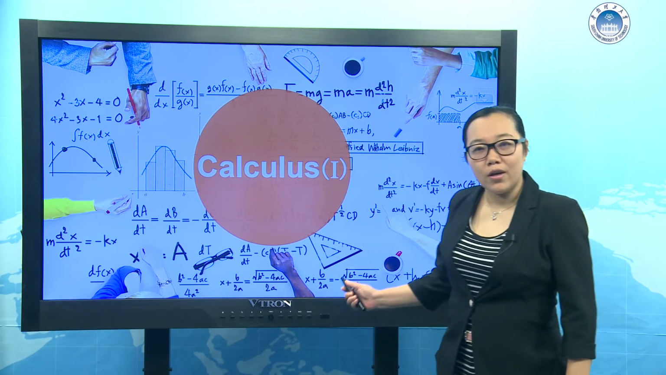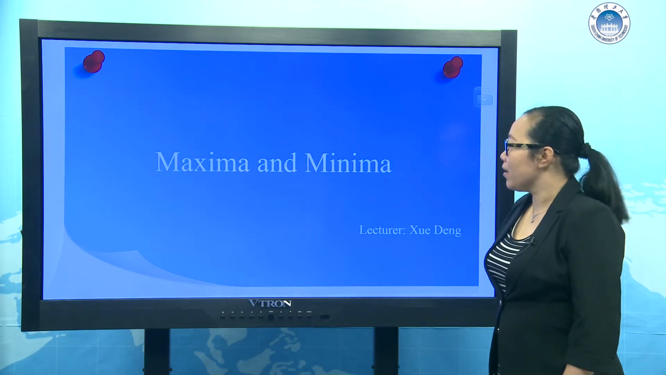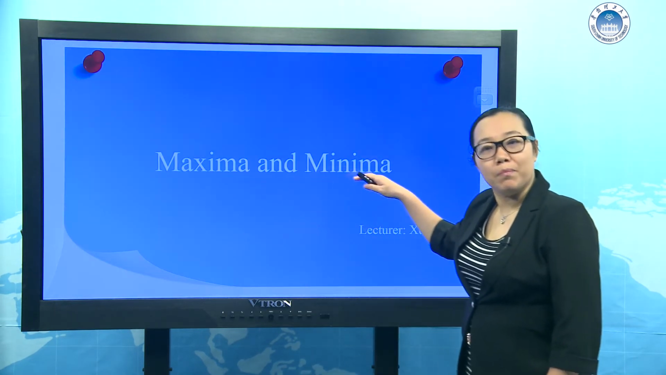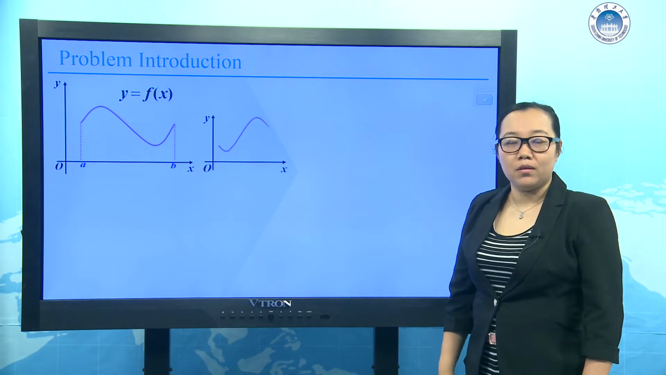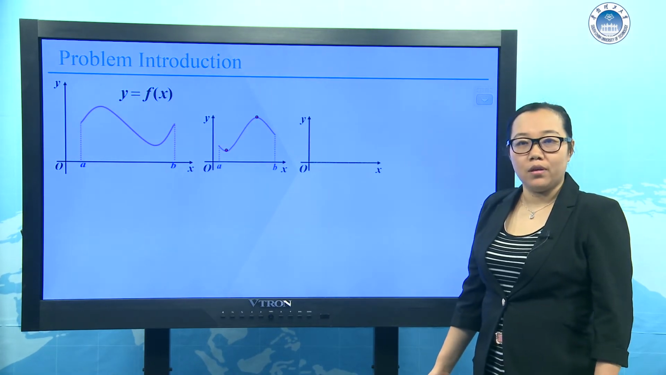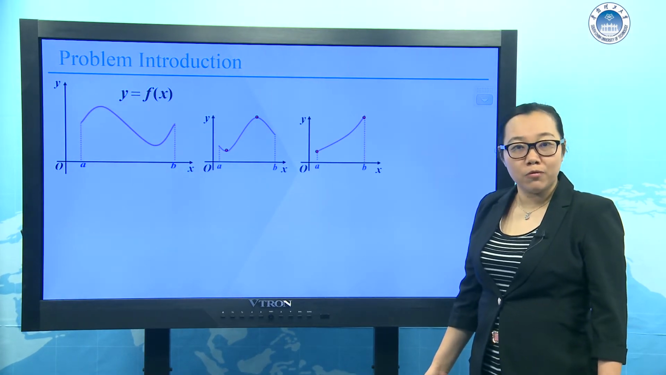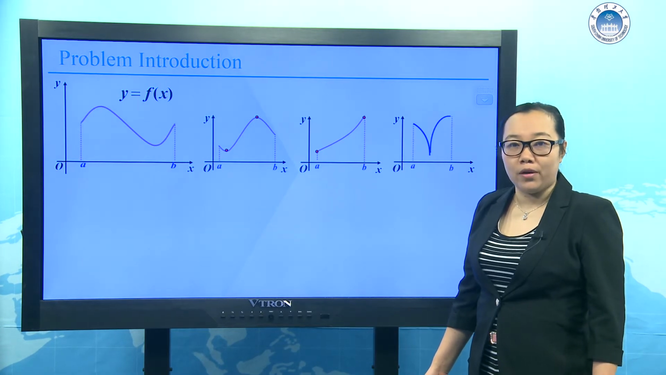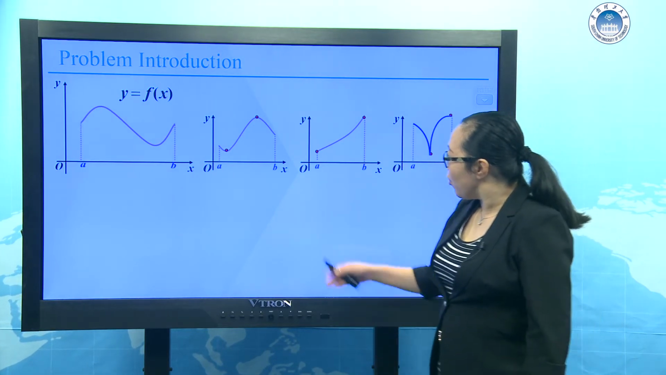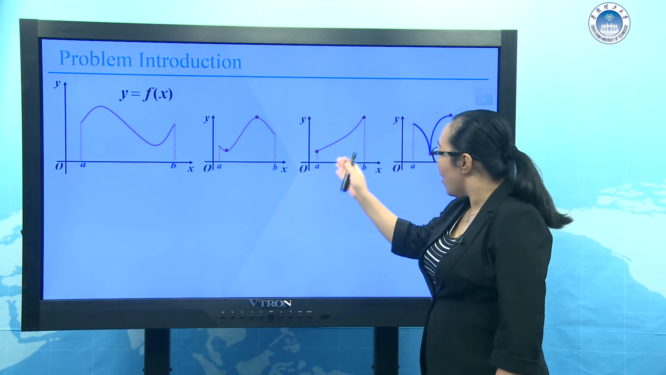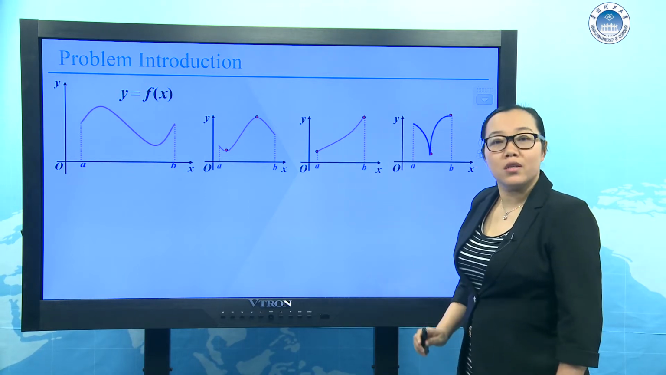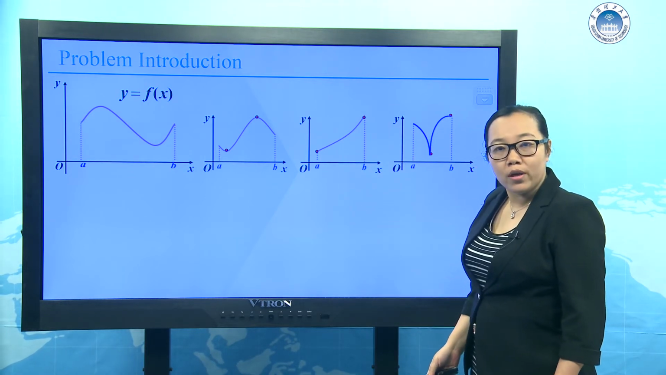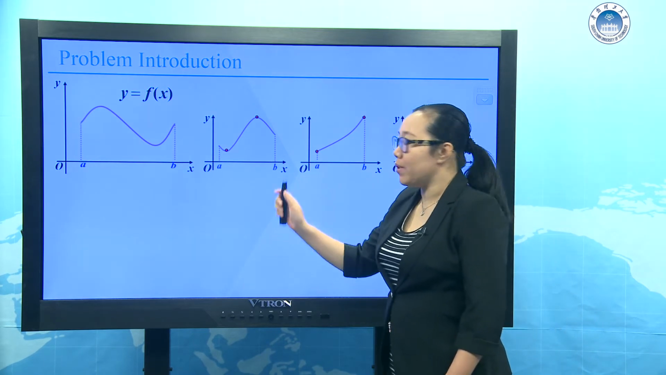Today we study Calculus 1. The topic is maxima and minima. Now look at the figure. Can you find the maximum value and minimum value? Maybe some point is our endpoint. Maybe some points are the points between A and B.